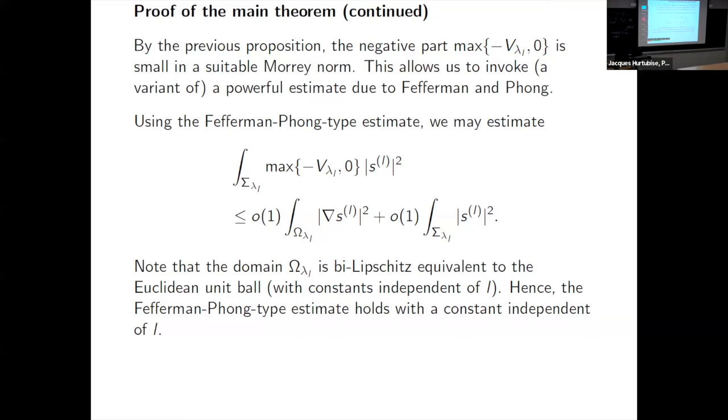And so then you can apply the estimate on a ball, the Fefferman and Phong estimate, where it holds with some fixed constant, and then you can convert it back to the domain Omega_lambda. But since it's bi-Lipschitz equivalent with uniform constants, you lose at most the bounding factor. And so that's how you can apply it on these domains Omega_lambda^L, and then you get this estimate.